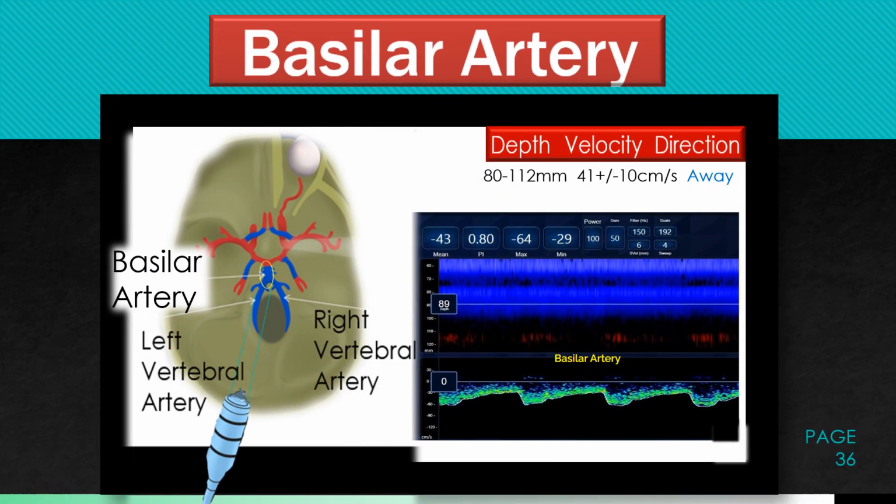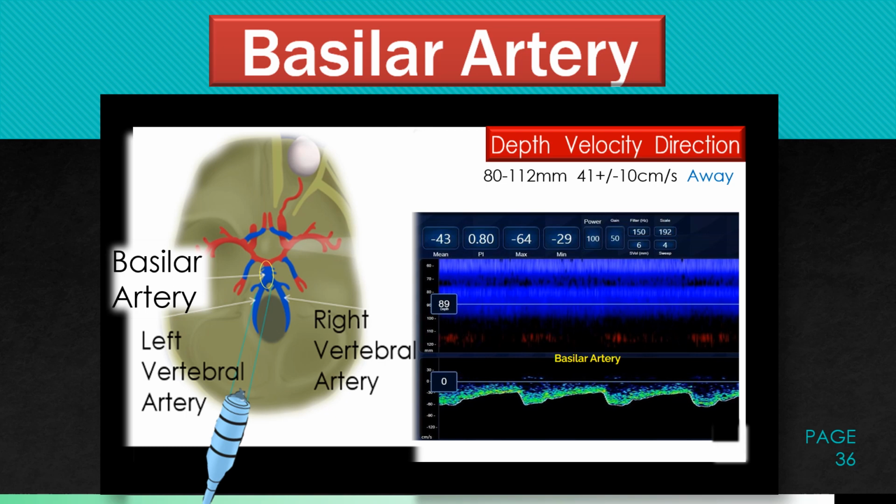Isolating the basilar artery. So once you have your vertebral artery, you can continue on to your basilar artery. You can see the location on the diagram here. It is a large artery at the back of the neck, back of the head. Now the average length of the basilar artery is 30 to 31 millimeters. So our depth, when we find the basilar artery, it begins at 80.